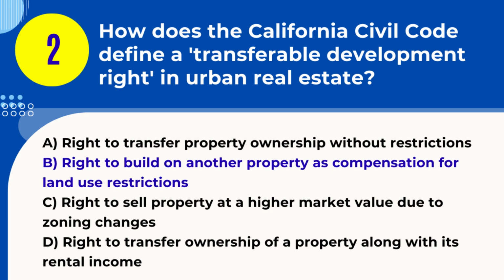Answer: B. Right to build on another property as compensation for land use restrictions. Explanation: a transferable development right in urban real estate typically allows property owners to build on another property as compensation for land use restrictions imposed on their original property.